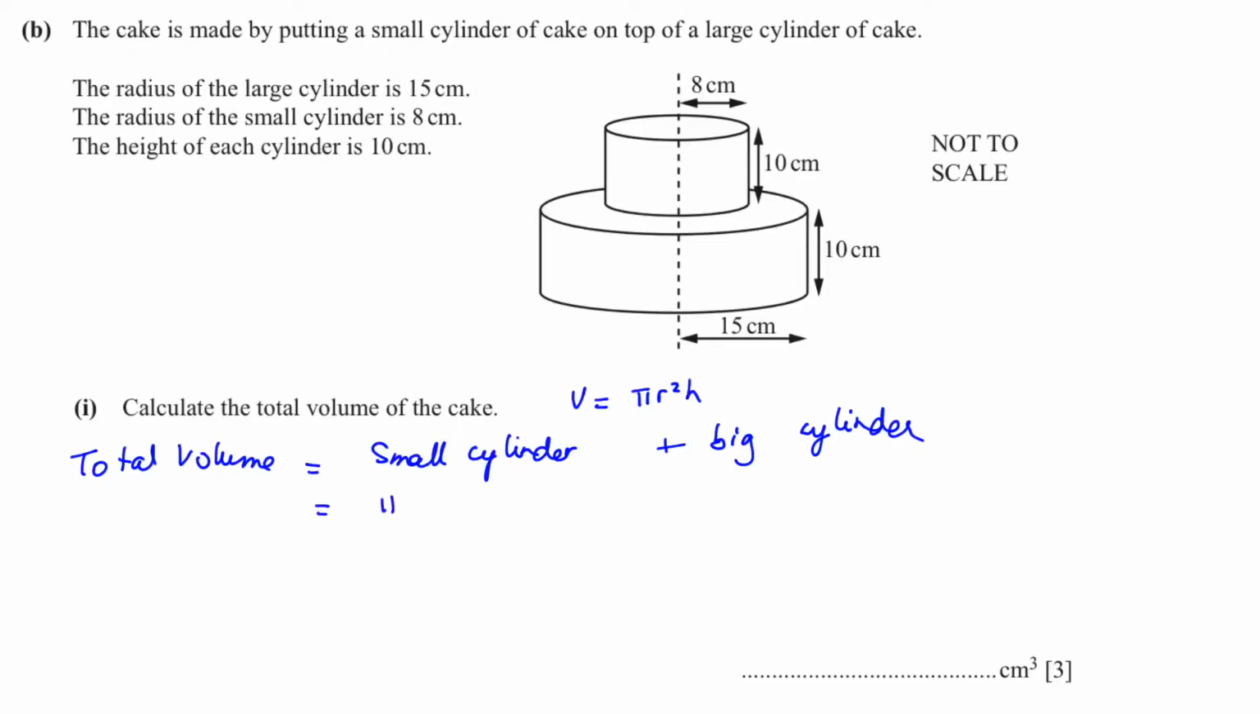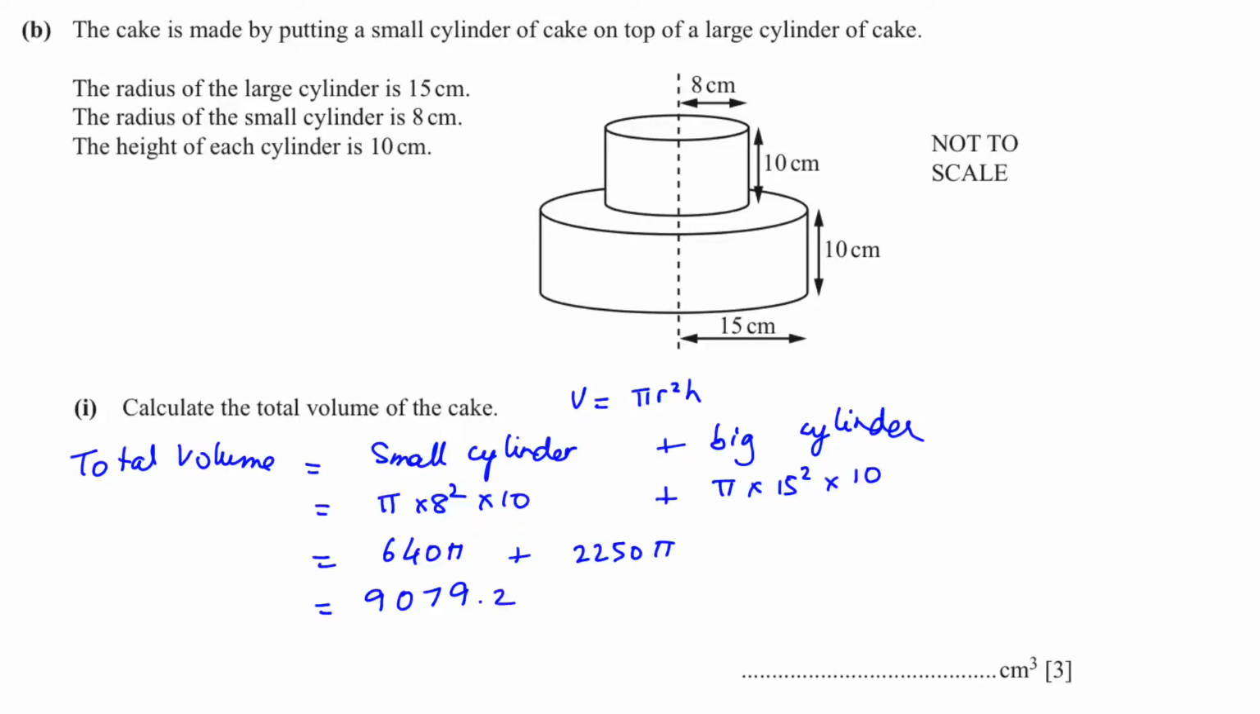Pi r square h. The radius of the small cylinder is 8 and the height is 10. And of the big, the radius is 15. So we square it and the height is 10. This will give us plus 2250 pi. Put the whole thing in the calculator and we will get 9079.2. We'll round it to whole number, so 9079 cubic centimeter.